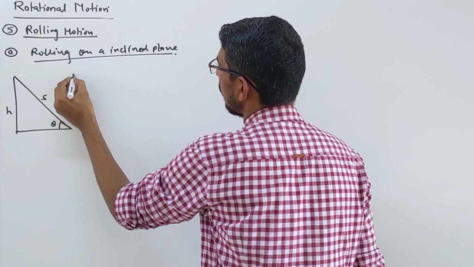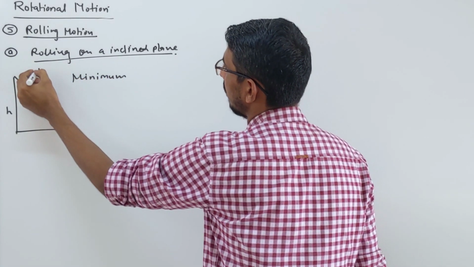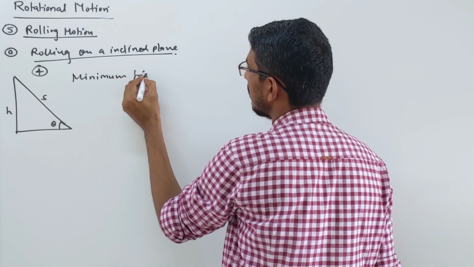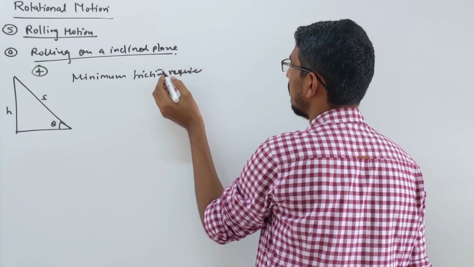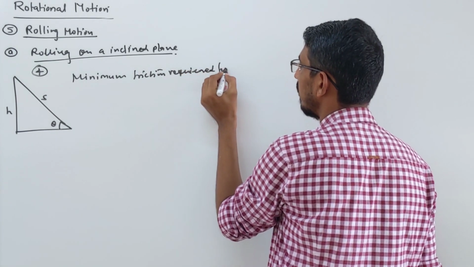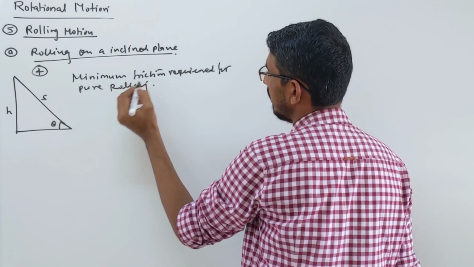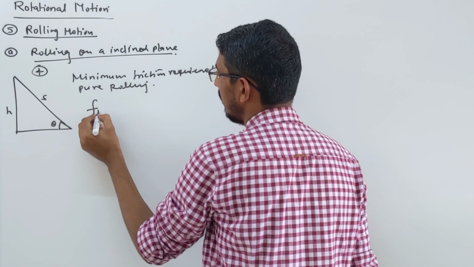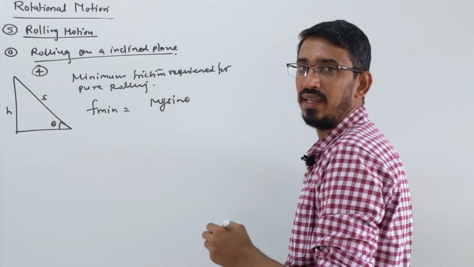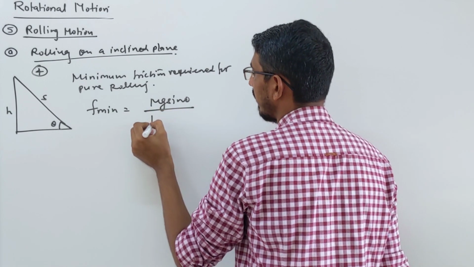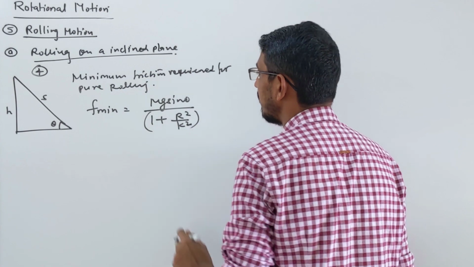This is the fourth point we are talking about: the minimum frictional force required for pure rolling. Just remember this, they never ask it in exams so far. The minimum frictional value is mg sin theta in the case of sliding, so here it is mg sin theta upon 1 plus r square by k square. Remember, this is a little important.